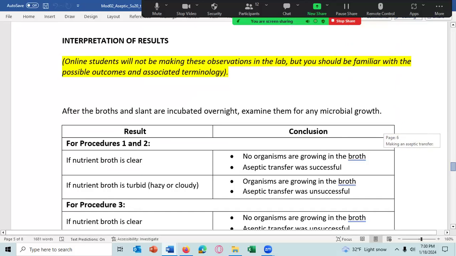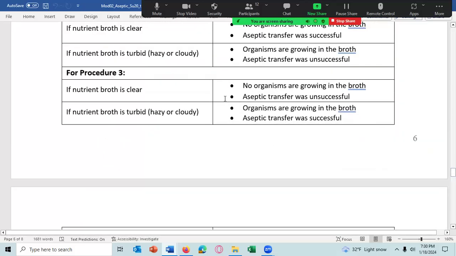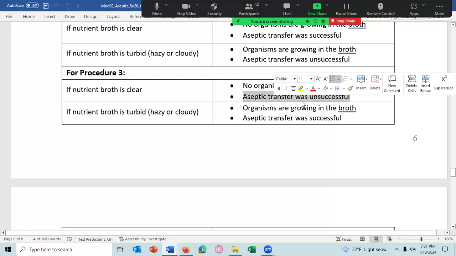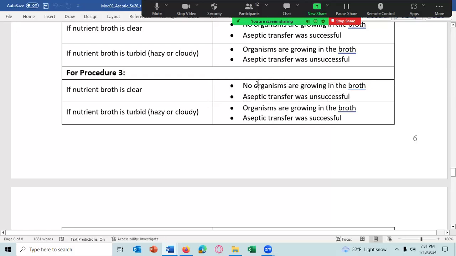All right. Use the table for procedure 3. If the nutrient broth is clear, no organisms are growing in the broth, and aseptic transfer was unsuccessful. Can anyone explain to me why, if no organisms are growing in the broth, that aseptic transfer is unsuccessful here?